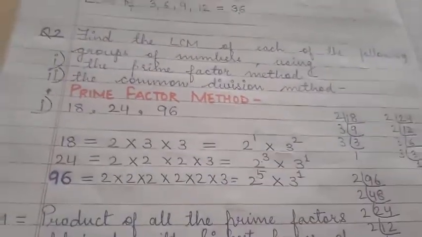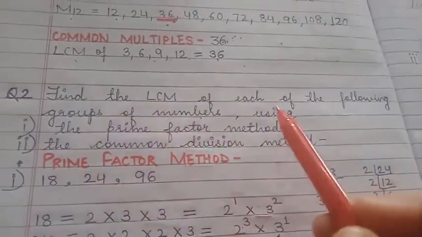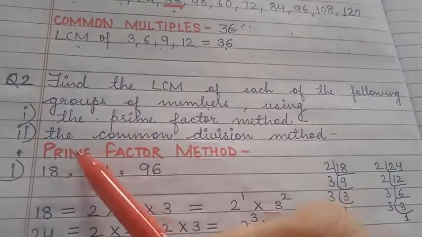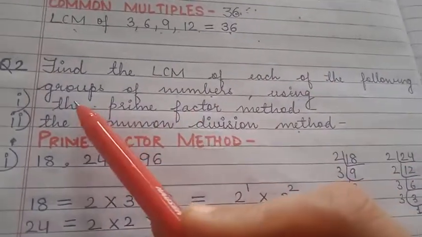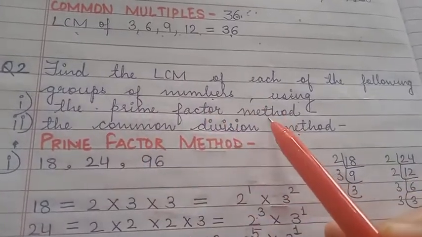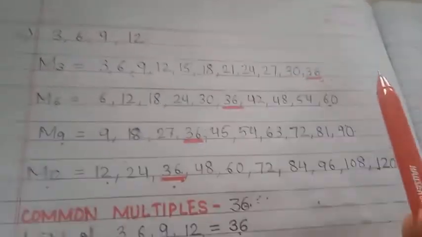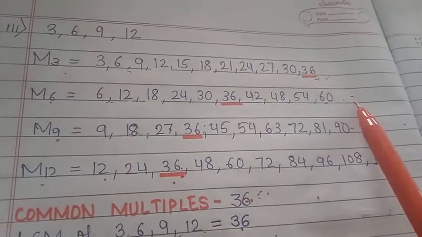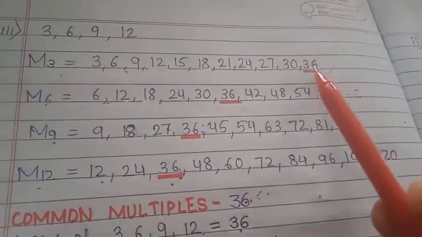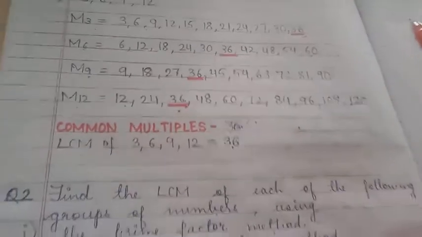Now question number 2 is: find the LCM of each of the following groups of numbers using the prime factor method and the common division method. So first we will solve using the prime factor method. Now we have seen the common multiple method. What is the common multiple method? List out all the multiples of the given numbers and then find the smallest common multiple. Okay, that is what LCM is.